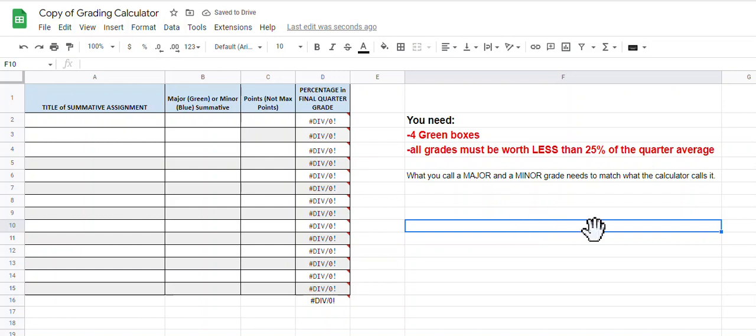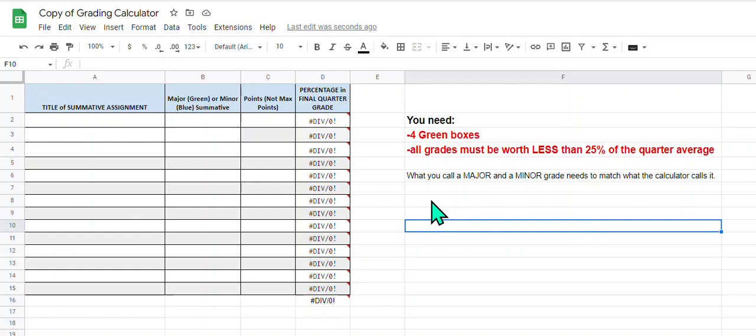I'm going to help you with the grading calculator in case you have forgotten what it is and how to use it, or you've never even heard of it. The grading calculator helps you ensure that you have followed policy 5030 from LCPS and their grading policies. The policy states that you must have at least a minimum of 4 major summatives with one corresponding formative.